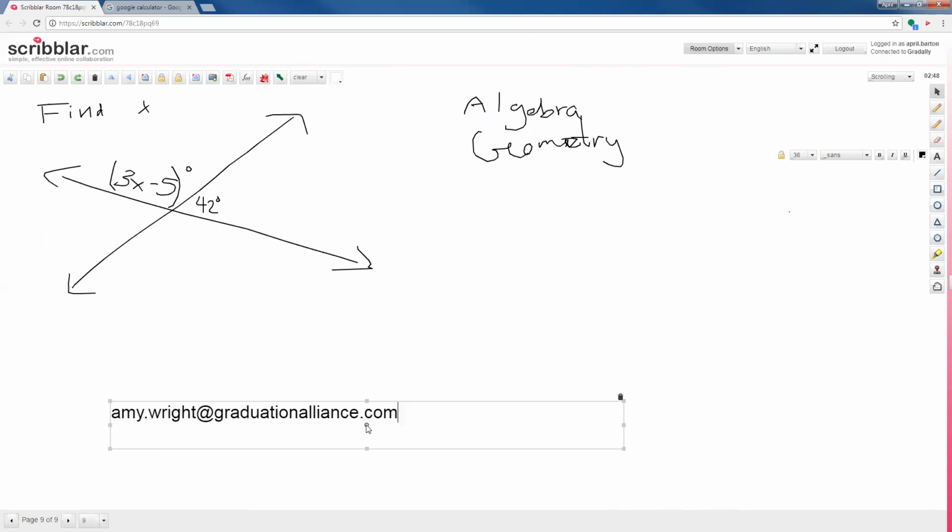So back to the question, though. Sorry to interrupt, but I just saw those chat messages. On this question, which way should we set it up? Vertical, complementary, supplementary, or parallel lines set up?